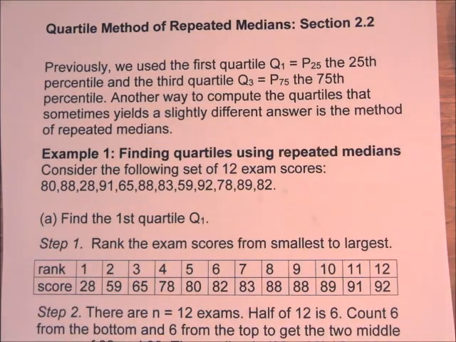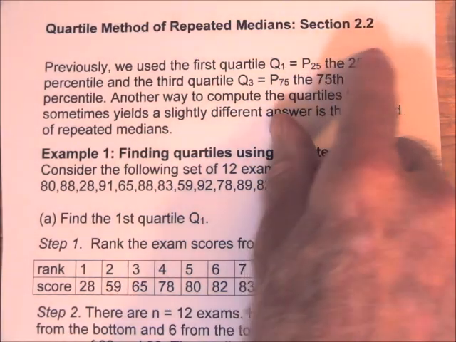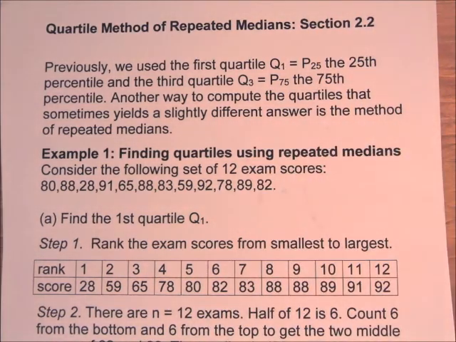Ways of computing quartiles. This is section 2.2 in the textbook. One way that we did before was using the percentiles, and that's a common way of doing it. The first quartile is often taken to be the same as the 25th percentile. The third quartile is the same as the 75th percentile. Another common way of computing quartiles that sometimes produces a slightly different answer is the method of repeated medians.